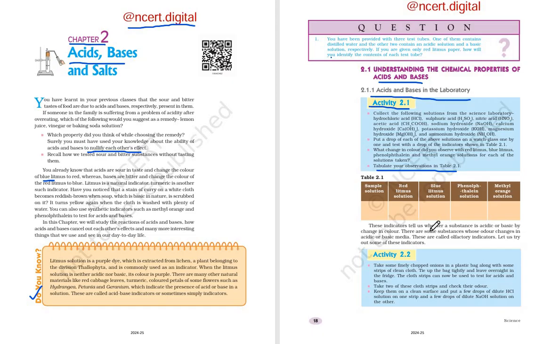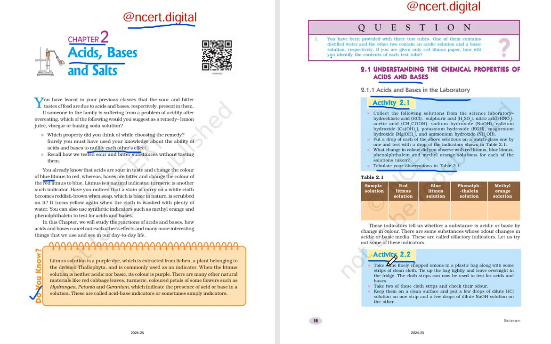These indicators tell us whether a substance is acidic or basic by change in color. There are some substances whose odor changes in acidic or basic media. These are called olfactory indicators. Let us try out some of these indicators.